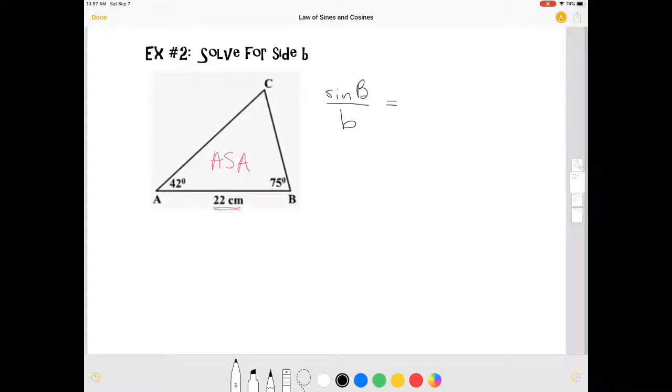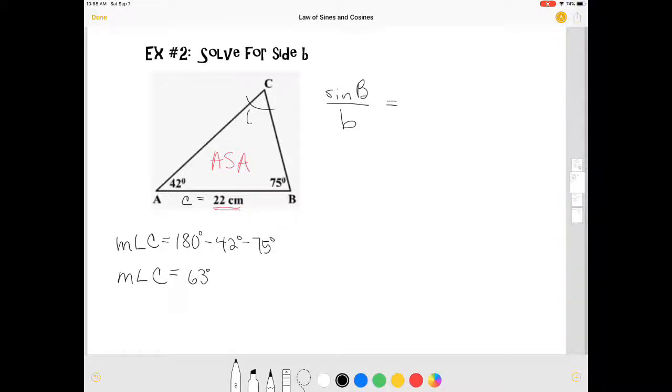All right, so what do I know? What side is 22 centimeters? It's side C, because it's opposite angle C. So that is side C, it's not side A. Now, here's the thing. What's angle C? The measure of angle C is easy to find. I know two of the three angles. So remember, you can take 180 degrees, which is the sum total of all three angles, minus angle A, minus angle B, and I get that the measure of angle C is 63 degrees.